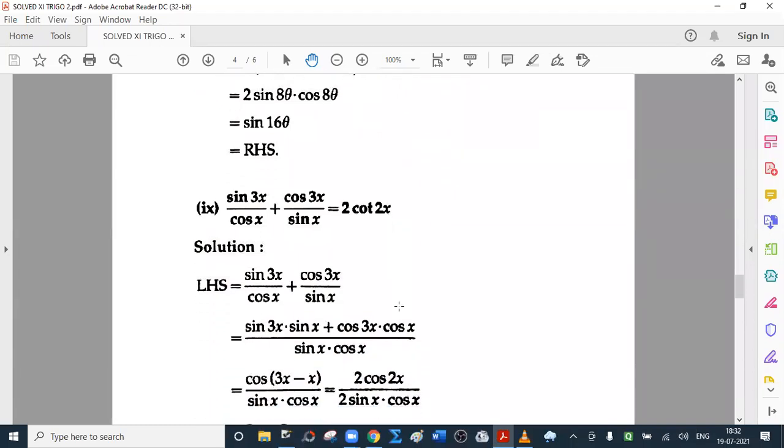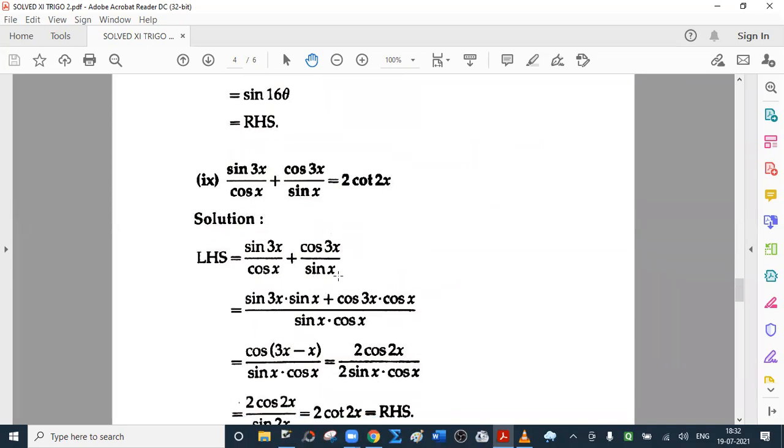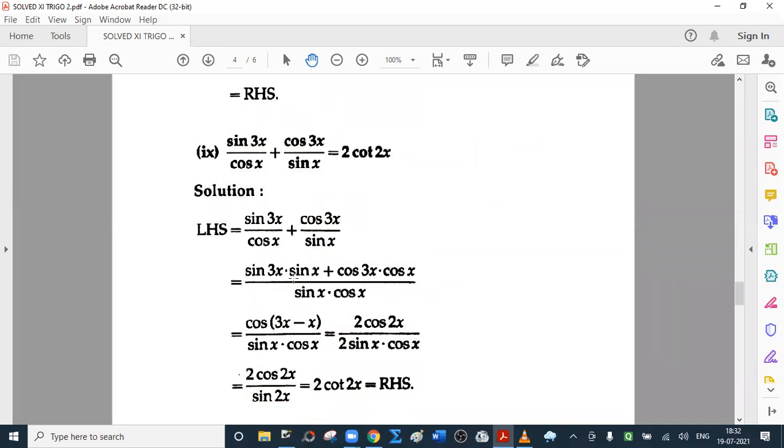Sum number 9. Prove that sine 3x upon cos x plus cos 3x upon sin x is equal to 2 cot 2x. What is LCM? Cos x sin x. What is numerator? Sine 3x sin x plus cos 3x cos x. That is cos alpha cos beta plus sin alpha sin beta, which is cos of alpha minus beta. That is cos of 3x minus x, which is cos 2x.